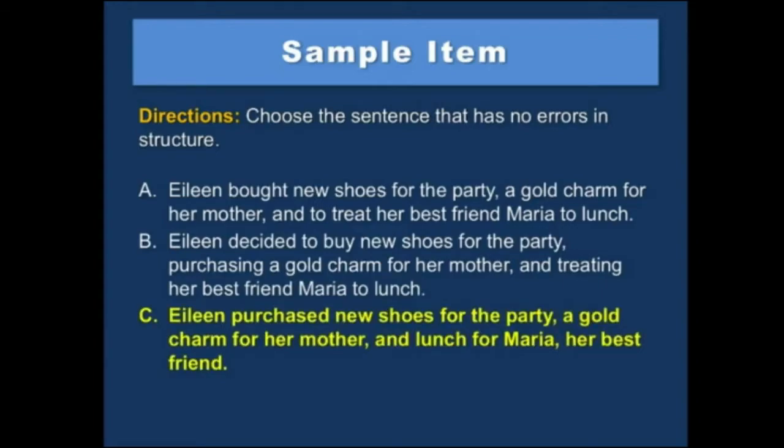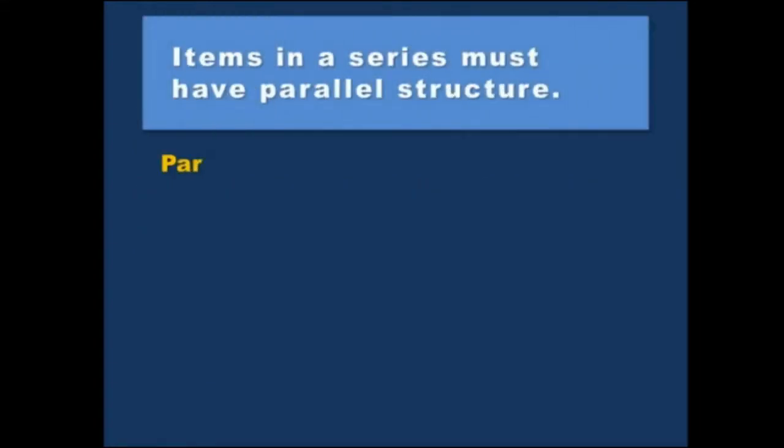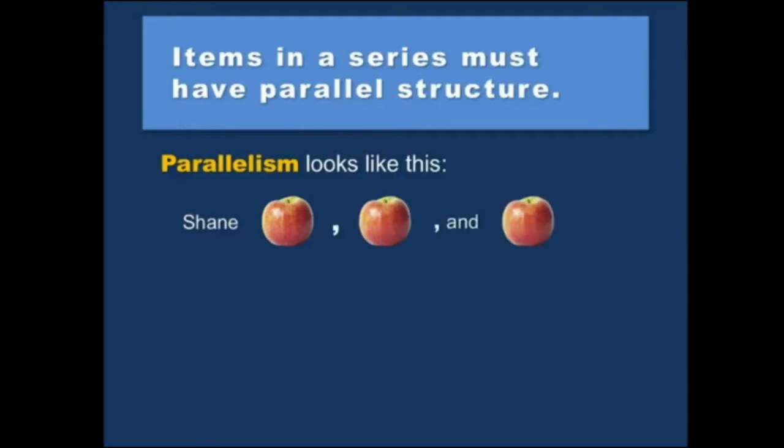Letter C would be the correct answer. You're discussing what Eileen has purchased. In order to have parallel structure, items in a series have to come together, such as the parallelism of Shane with the three apples. Apple, comma, apple, comma, and apple, comma.